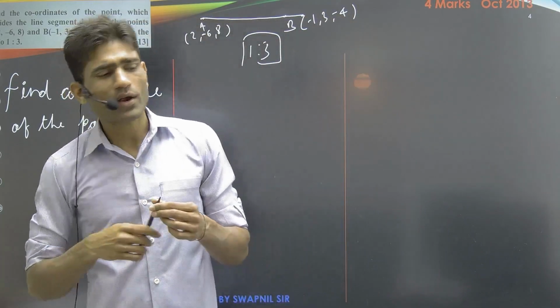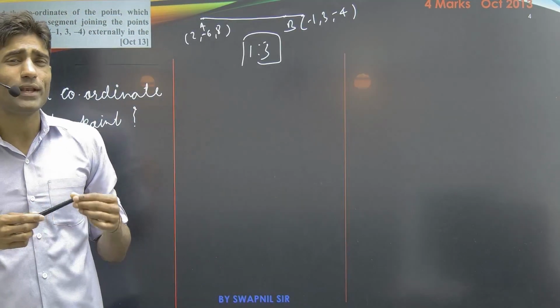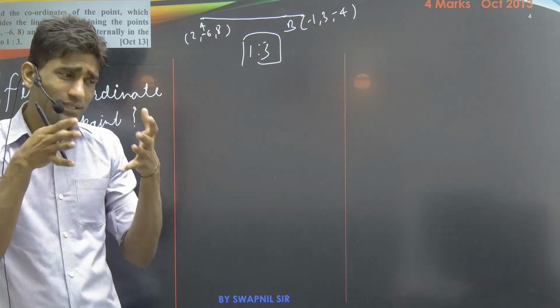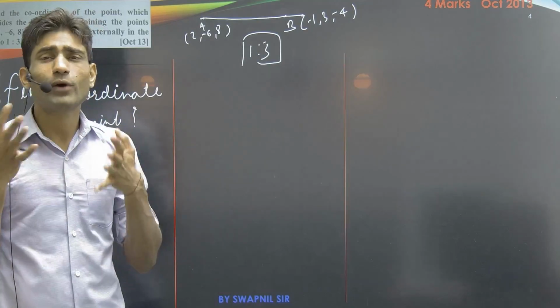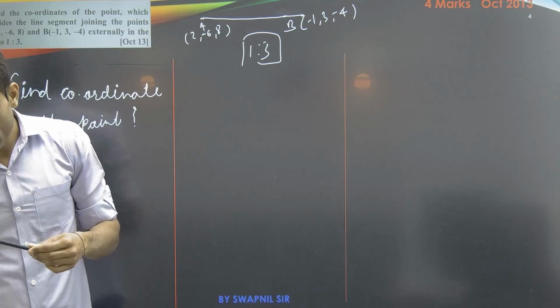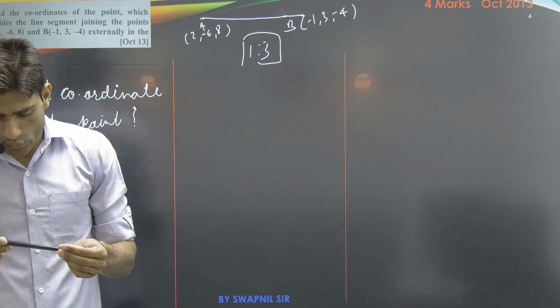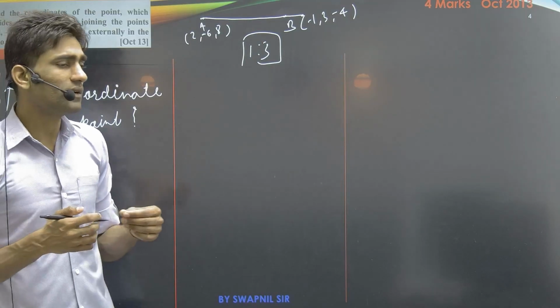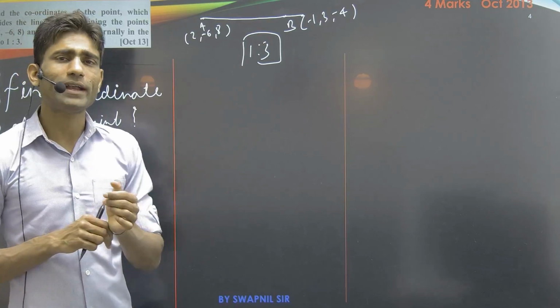So what we basically want here is the coordinate of the point. A coordinate of a point means we want the value for x, the value for y, and the value for z. Since we have external division for our point, we are going to apply the external division theorem here for finding the coordinates.